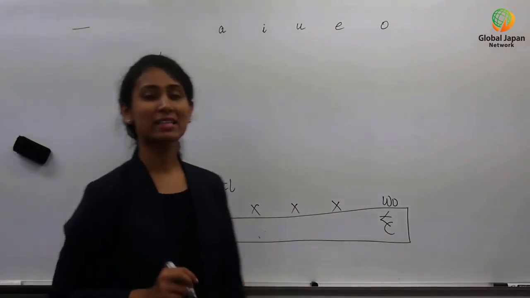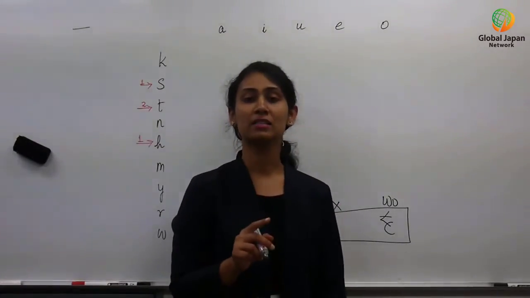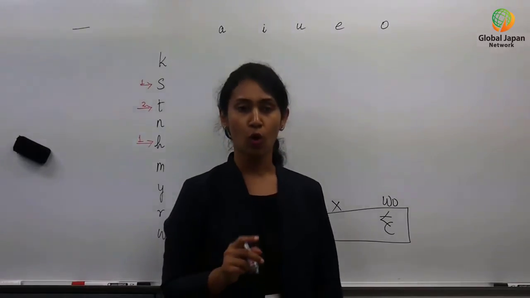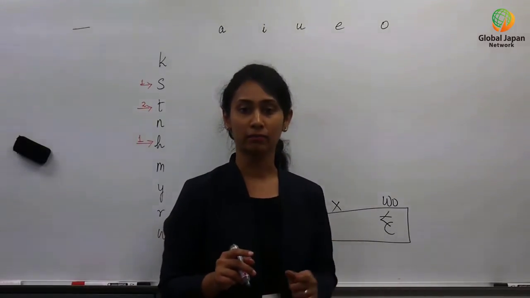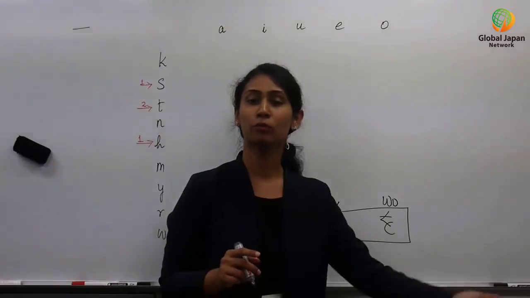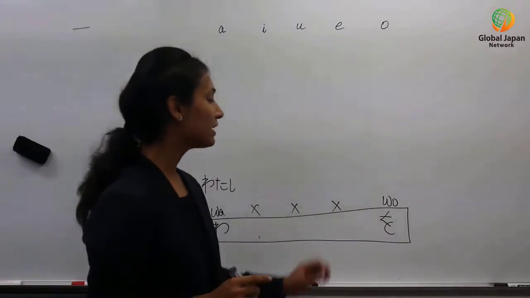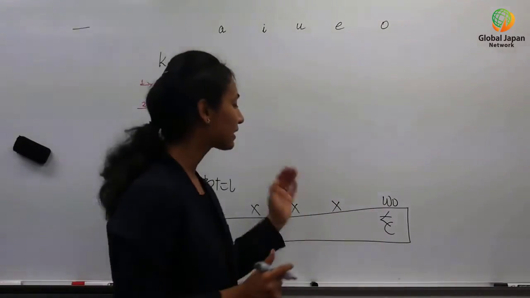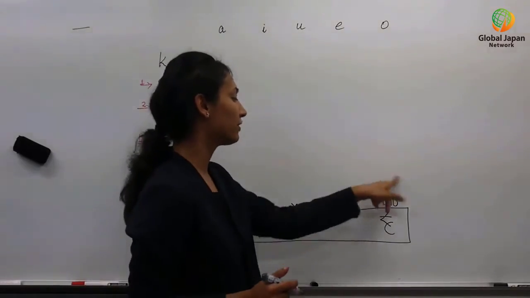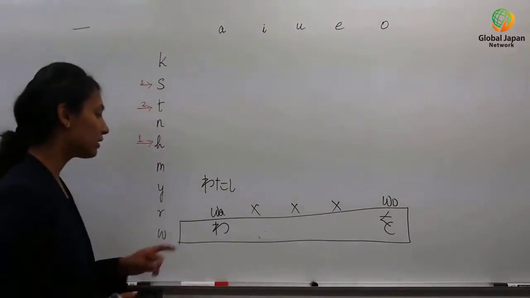Wo, I'm not giving an example here. Actually, there's no word as such which uses wo. Wo is more of a particle. You'll learn more about particle when we come to grammar. So, wo is a connector. You can take it as connector between 2 words. Hence, I'm not giving an example. So, there are only 2 letters, wa and wo.